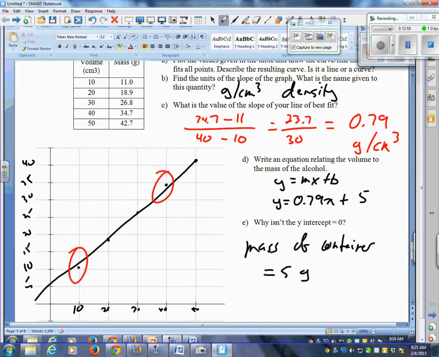Most scientists will do what? They'll fix their balance. They'll set it up so that the container is already zeroed out, right? They'll put the container on, press the tare button, and it clears to 0, and that does the subtraction for you. But I wanted you to be aware of that. Do you think that will help you with question number 3?